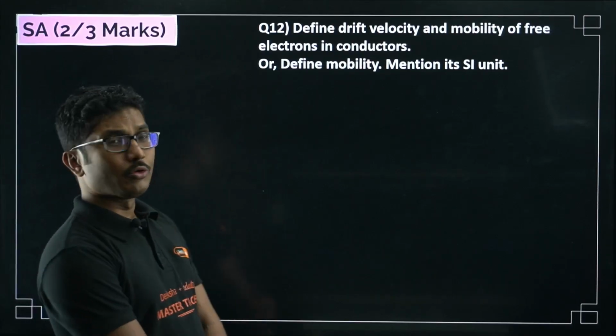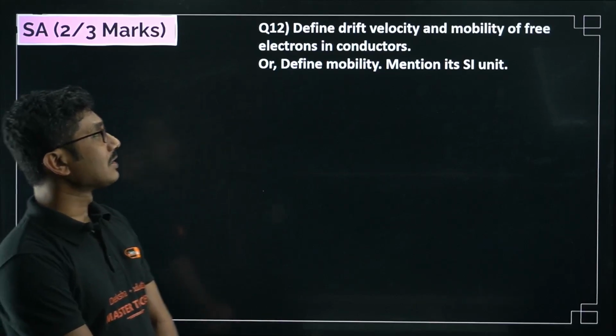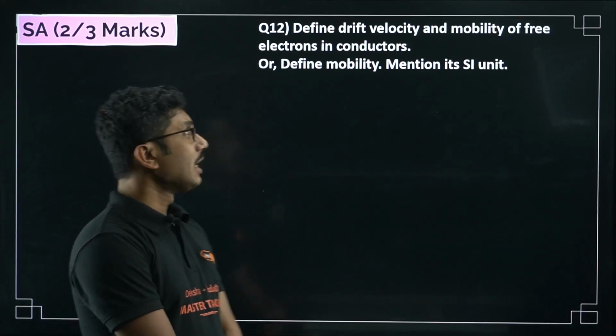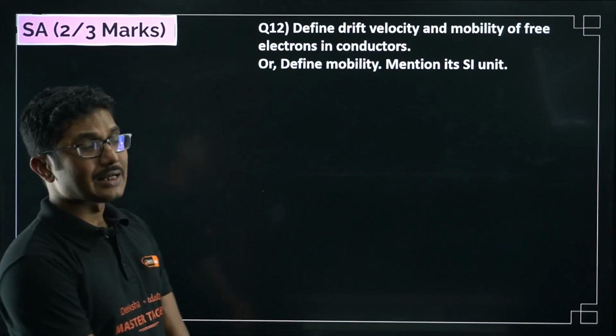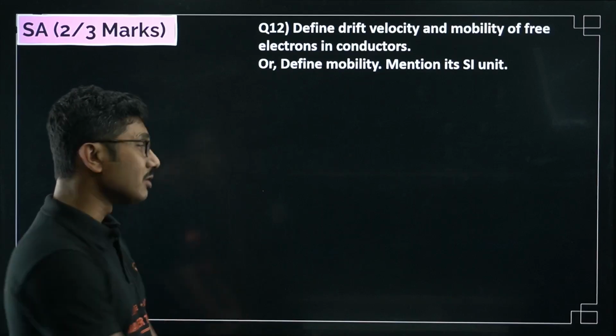Either they will ask you both definitions, or they will ask you to define mobility and mention its SI unit. Sometimes they might ask you the relationship between drift velocity and mobility. That might also come.